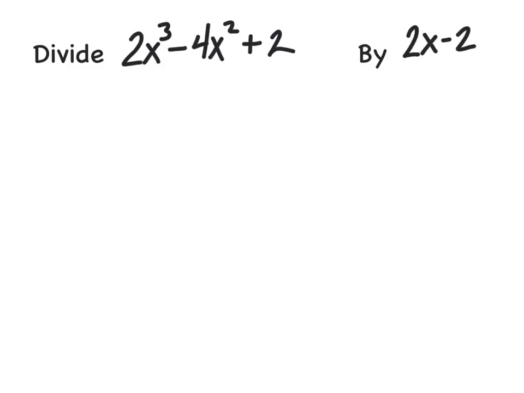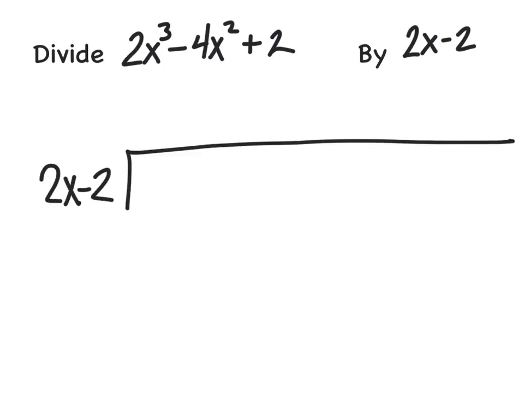All right, now this one has a little hiccup in it. See if you can find it. Divide 2x cubed minus 4x squared plus 2 by 2x minus 2. All right, so let's set it up and see if you found anything goofy. I'm going to start with my divisor, and they're in order from least to greatest already. So 2x minus 2 divided by, all right, so I want to go from largest to smallest.